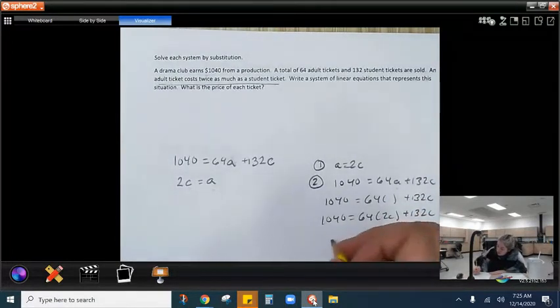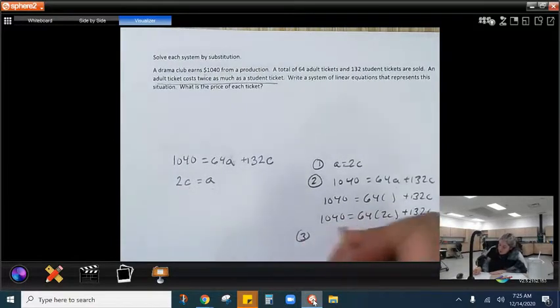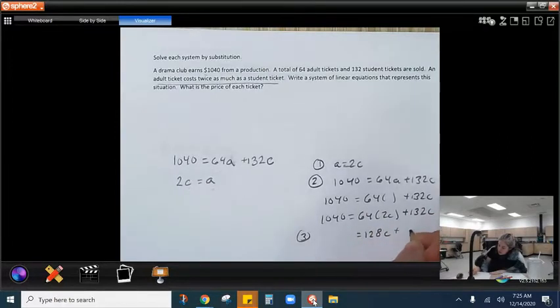All right. So 64 times 2c is 128c. And then I have to add those two together because they are like terms. That would be 260, because that's 250. Yeah, 260 children's tickets in terms of cost.